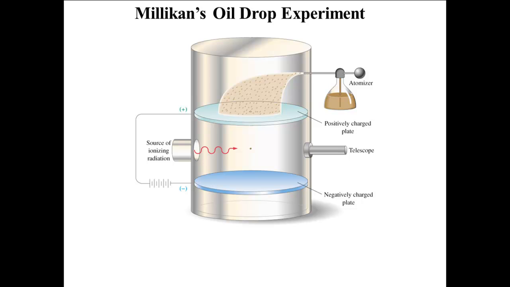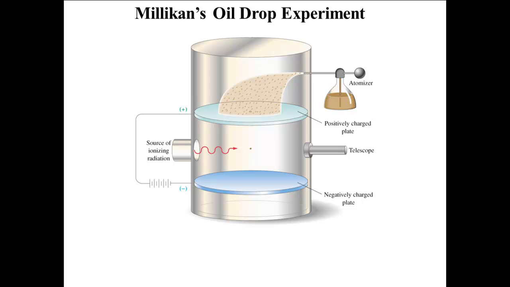The existence of positive and negative charge had been known since the late 1700s, but Robert Millikan devised a very elegant experiment which determined that the negative charge occurred in distinct packets on a particle that was called an electron.